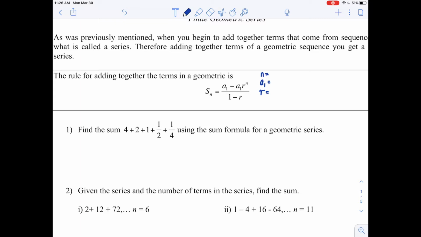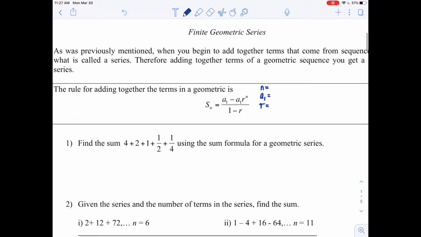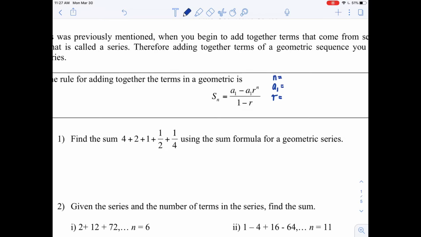So if you take a look at question number 1, find the sum of 4, 2, 1, 1/2, 1/4. Yes, of course you could type these numbers in your calculator and add them together, but the idea is, what happens if you have more than 5 terms? What if you have 100 terms and you want to add them together? This is what we call, by the way, a finite geometric series because there are a specific number of terms.